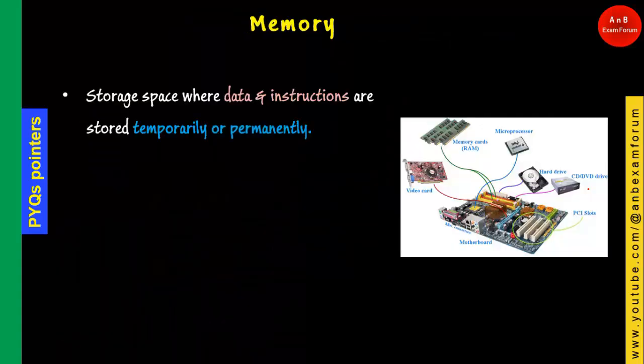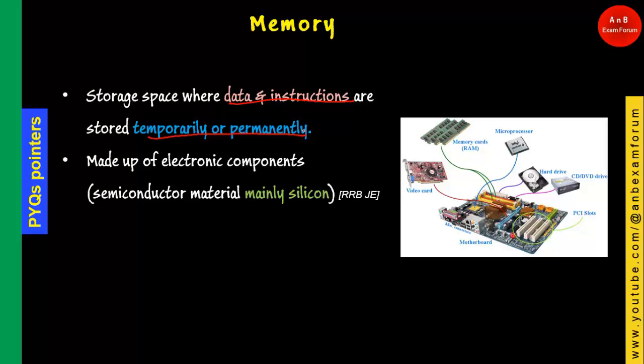So student, remember, memory is the storage space where data and instructions are stored temporarily or permanently. It is basically like a box which stores the data and instructions either temporarily or permanently. And just remember, all the electronic components which are residing inside the computer are made up of semiconductor, mainly silicon. This type of question we have seen in RRB JE. So all the electronic components are made up of semiconductor material, silicon.